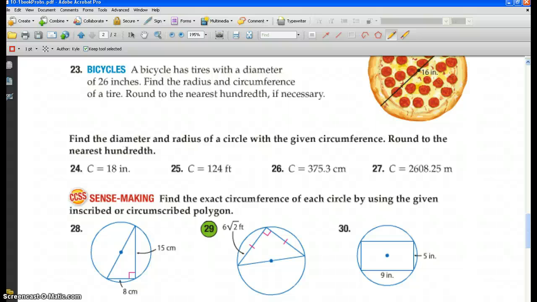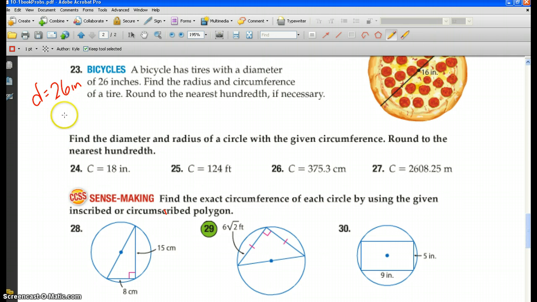Okay, this is section 10.1, practice and problem solving on page 702. Numbers 23 through 43 odds. Number 23, a bicycle has tires with a diameter of 26 inches. Find the radius and circumference of a tire, rounded to the nearest hundredth if necessary.